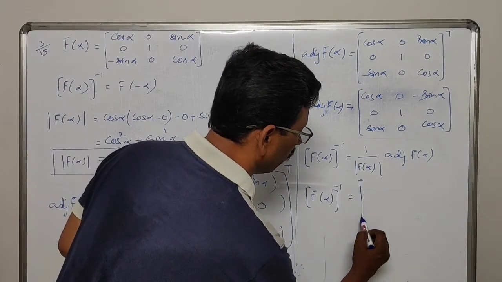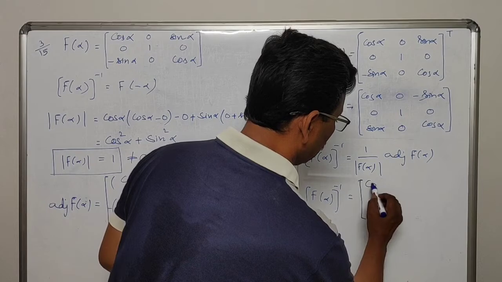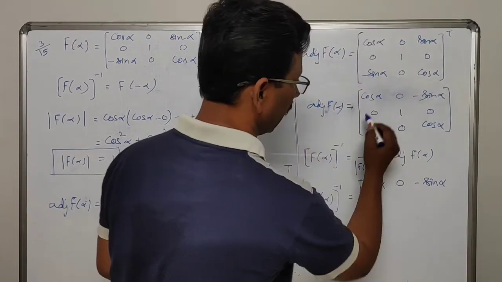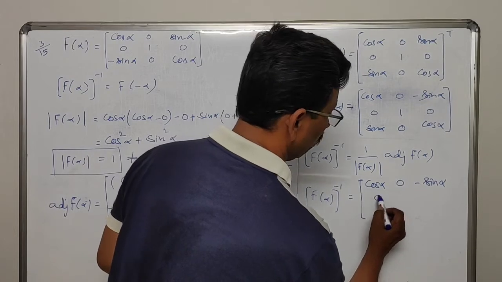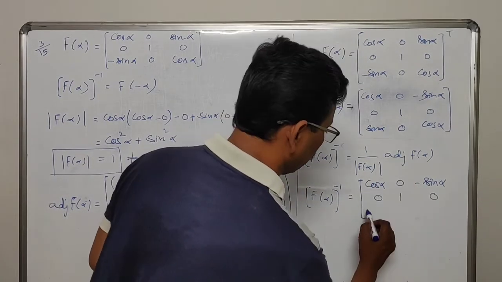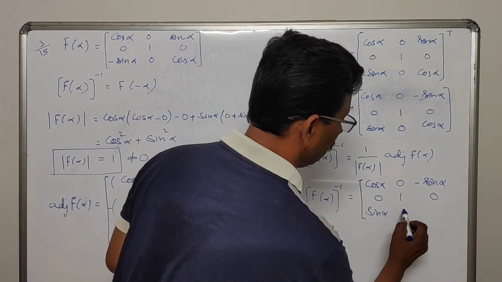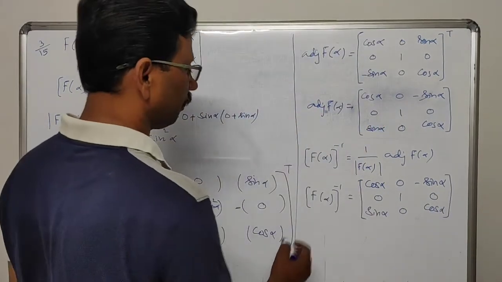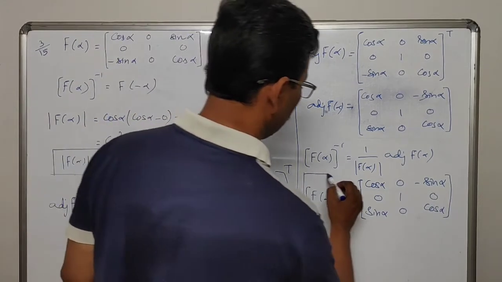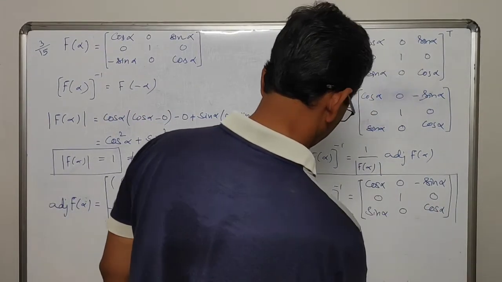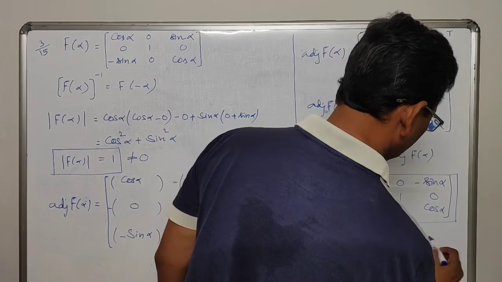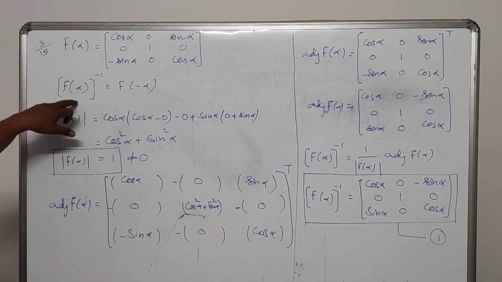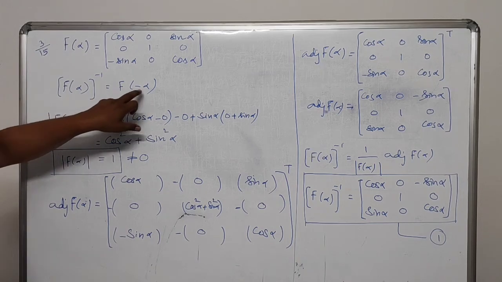Then we can write directly the adjoint of f of alpha, that is cos alpha 0 minus sin alpha, then 0 1 0, next sin alpha 0 cos alpha. Now this is f of alpha whole inverse. We can take this as result number 1. Now we have found the LHS. Next we can see what f of minus alpha is.